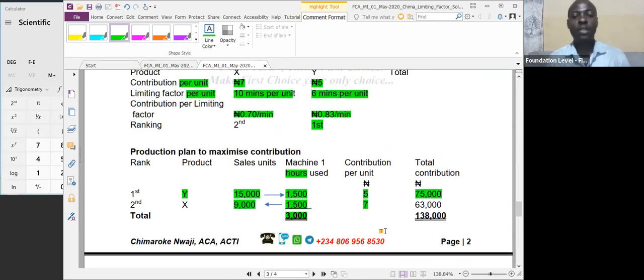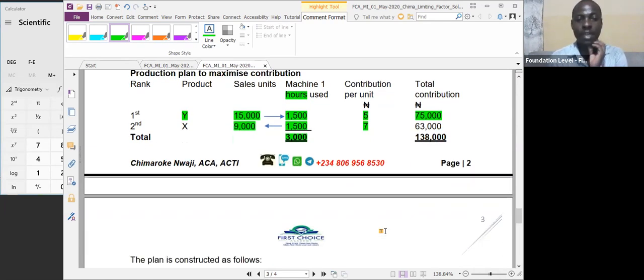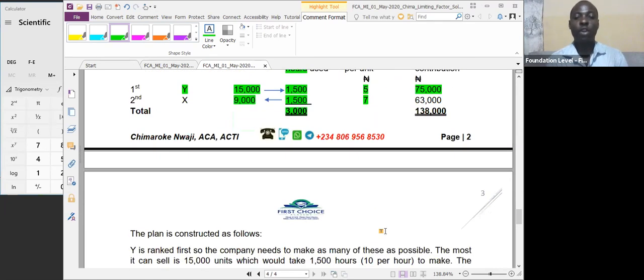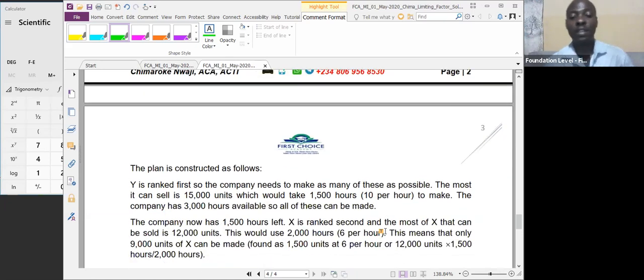So what can you say? The product that maximizes time. Look at this note here. The plan is constructed as follows. Y is ranked first. So the company needs to make as many of product Y as possible. The most it can sell is 15,000 units, which would take 1,500 hours, which I told you, making 10 units per hour. The company has 3,000 hours available so that all of these 15,000 units can be made, since we are only going to take 1,500 hours.